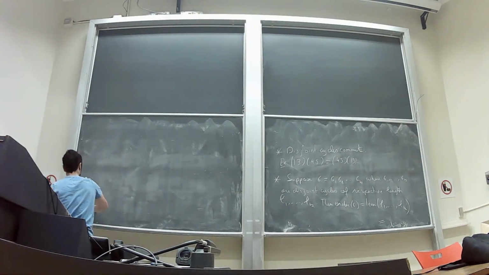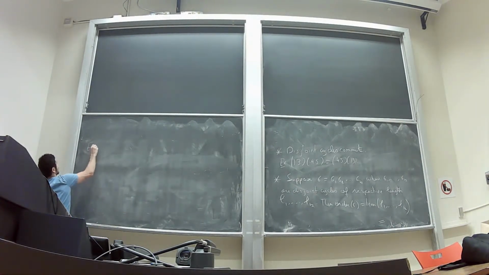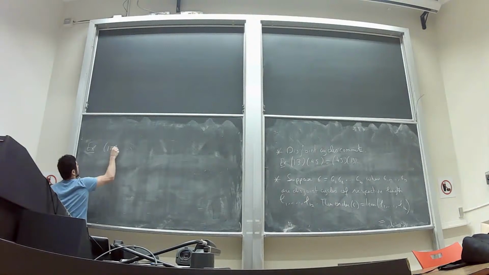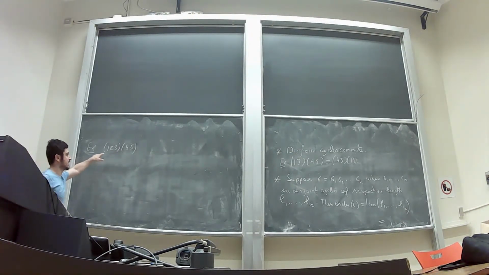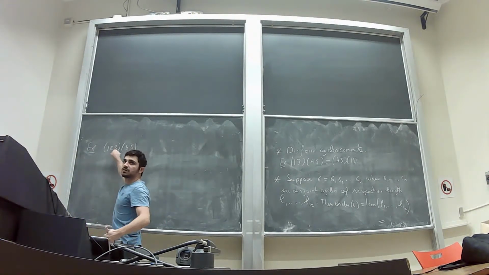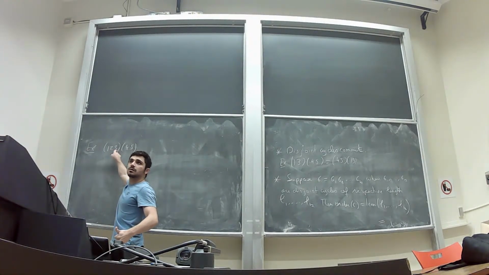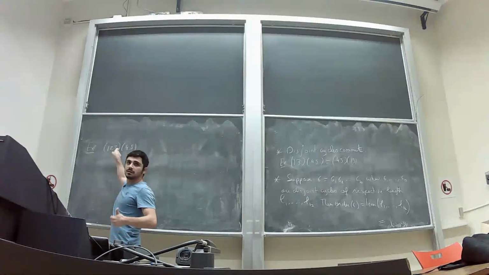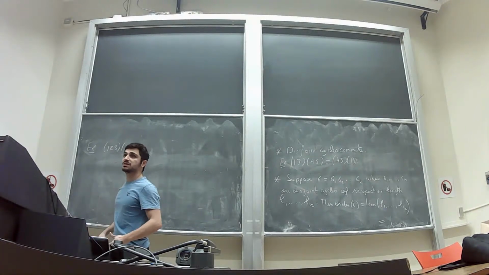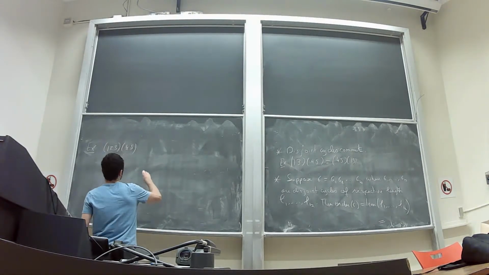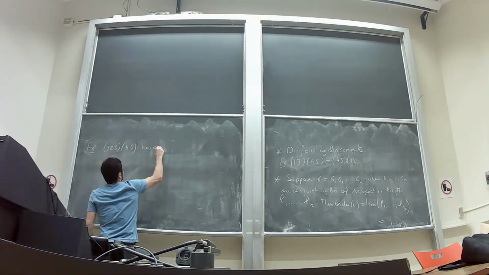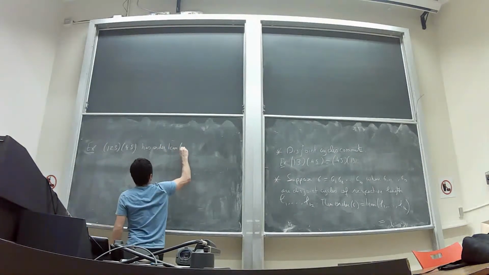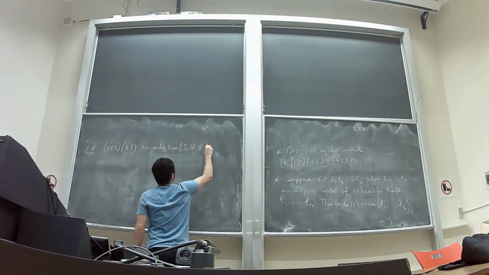Example. For example, (1 2 3)(4 5). What's the order of this? Are these two cycles disjoint or not? So what is the order of this? It is the LCM of the lengths. What is the length of this one? The length of this one is 3. The length of this one is 2, right? So it has order LCM(3, 2), which is 6.